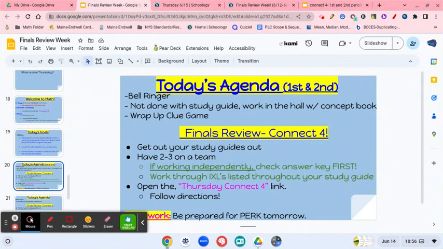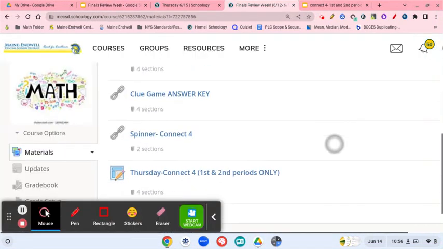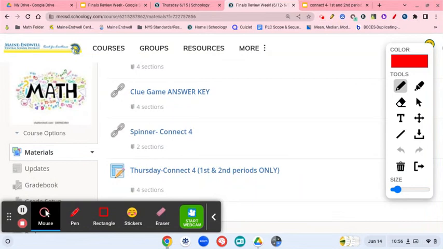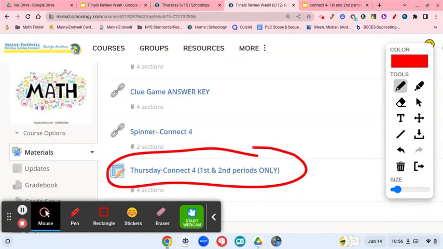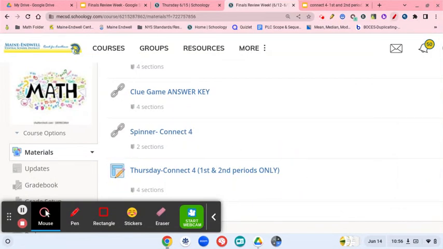So when you're ready to work in your team, all right, you're going to open this Thursday Connect 4 link in Schoology, and then you're going to follow the directions. So let's do it. So here is where that is located. So in the folder for this week, that's what you're opening. Everybody on your team's opening it, okay? It's going to look like this.